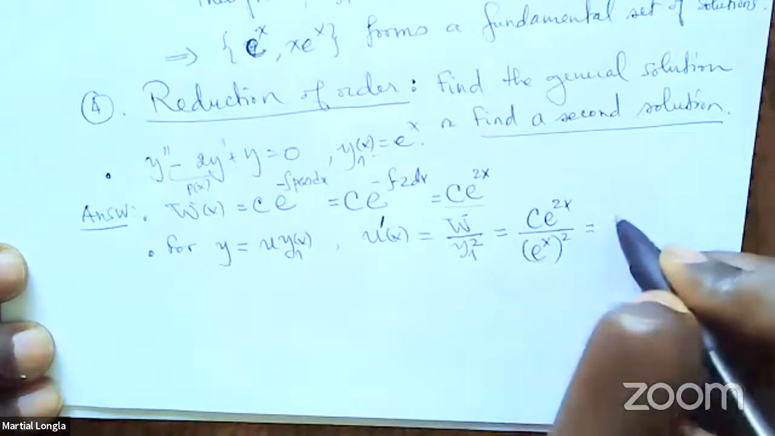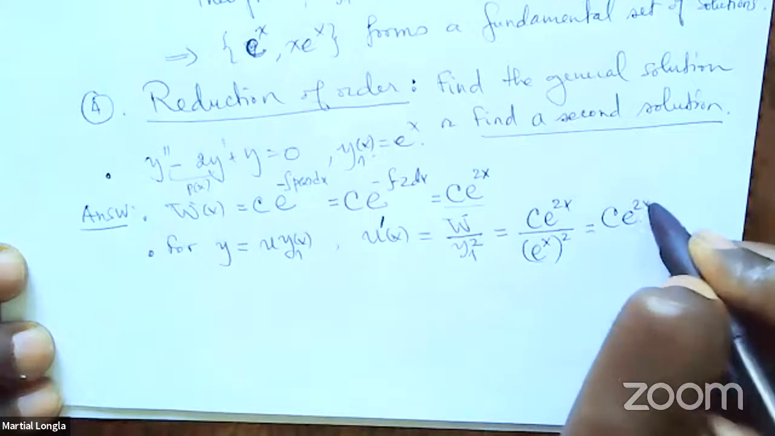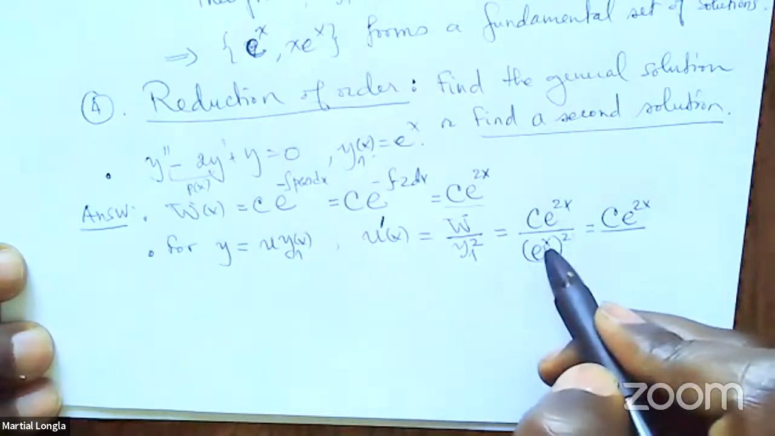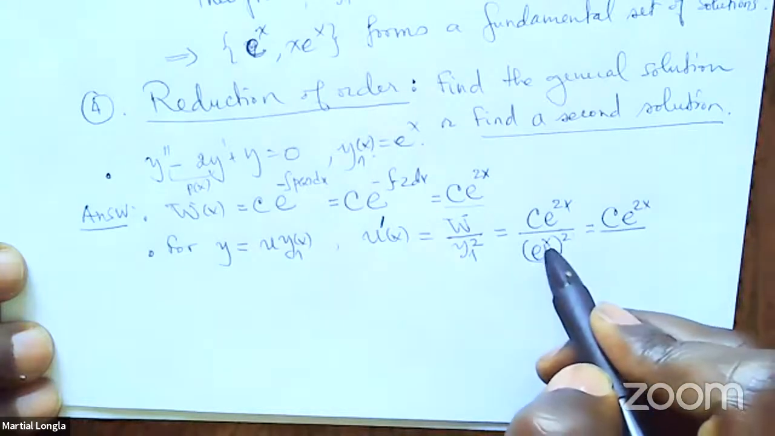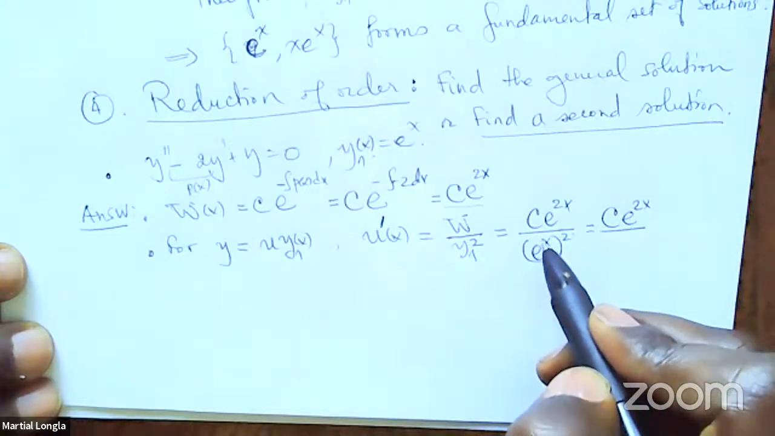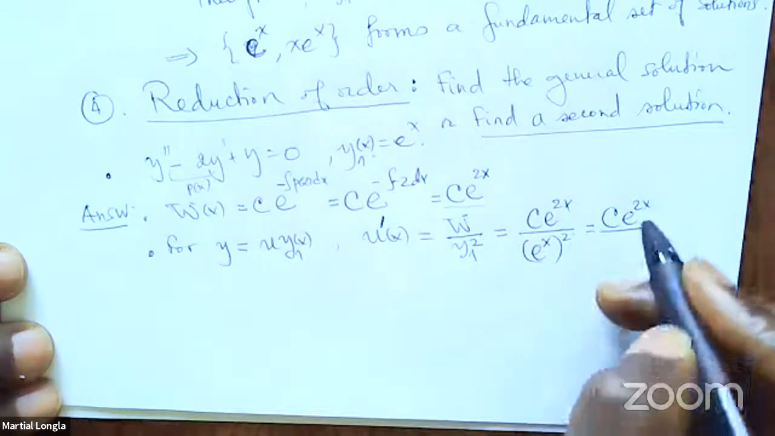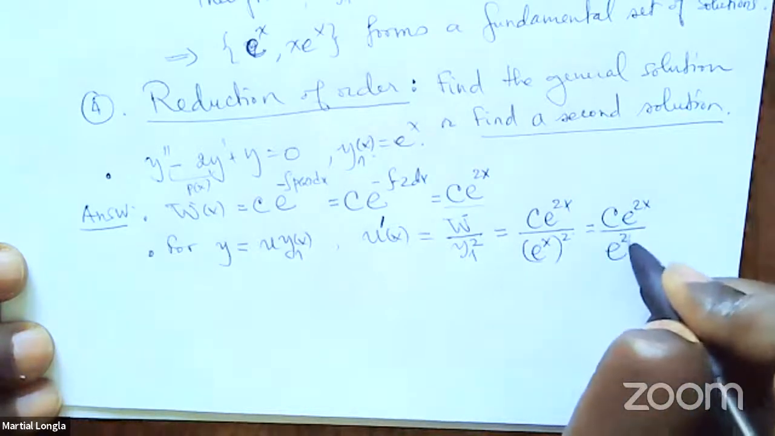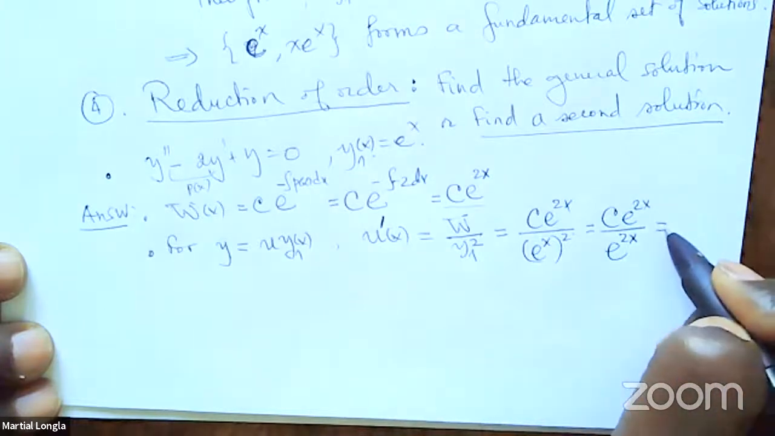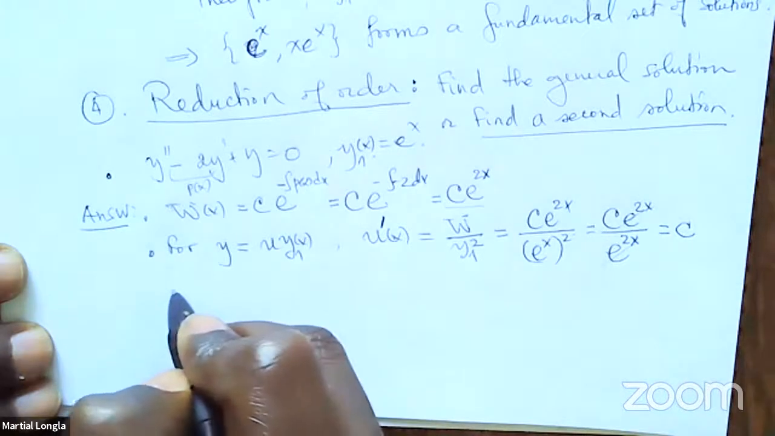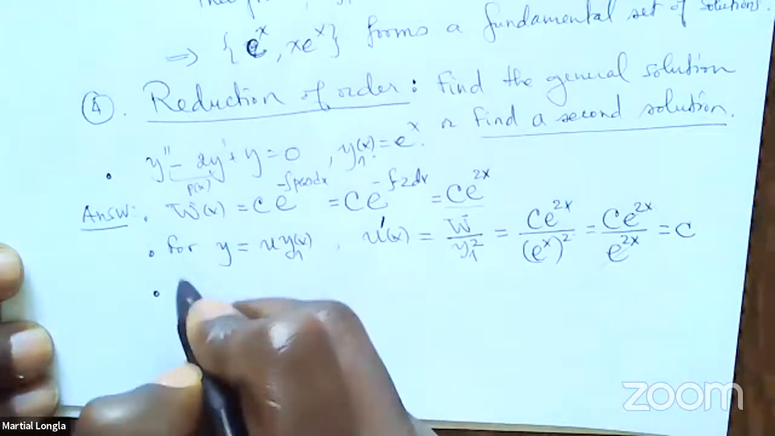squared. And some of you sometimes have problems with the powers. This is e to the x squared. It's e to the x that is squared. It's not x that is squared. When e to the x is squared, then x is multiplied by 2. So that's e to the 2x. And they get canceled. So we get that u prime is equal to c.